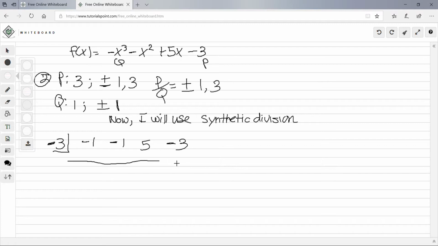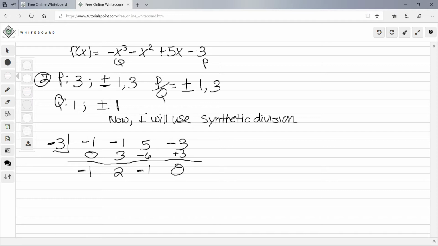Put that line under. And then on the first one, you can always put an invisible 0 if that helps. So 0 plus negative 1 is negative 1. Negative 1 times negative 3 is positive 3. 3 plus negative 1 is positive 2. 2 times negative 3 is negative 6. Negative 6 plus 5 is negative 1. Negative 1 times negative 3 is positive 3.